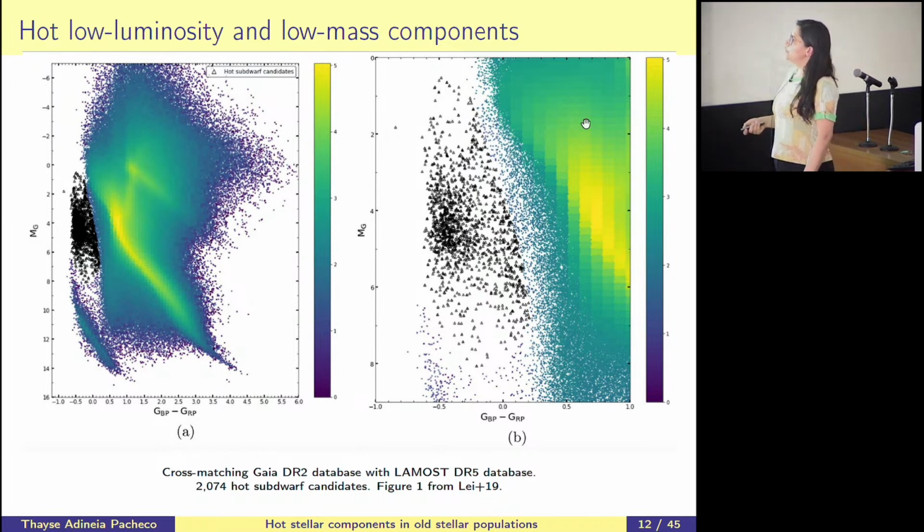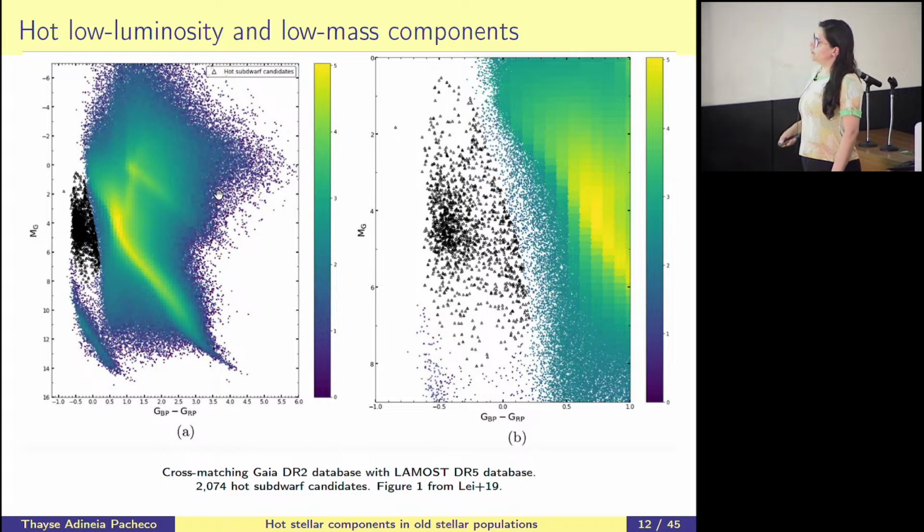And going to this color magnitude diagram for neighborhood stars, these are a cross match between Gaia and LAMOST, and we can see a zoom in this region. These are subdwarf candidates, and we have more than 2,000 subdwarf candidates nearby. So it's important to study these stars even in the field.